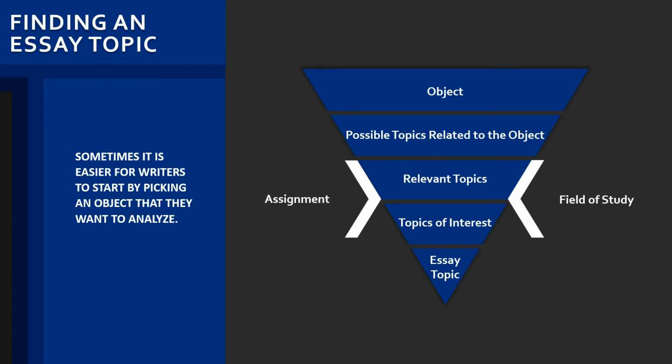The process of finding a topic will look different if you already know the object of study you want to address. Oftentimes, it is easier for writers to start by picking an object that they want to analyze, such as a particular book or organization or data trend. If that is the case for you, then you will need to reverse engineer your way to an essay topic.